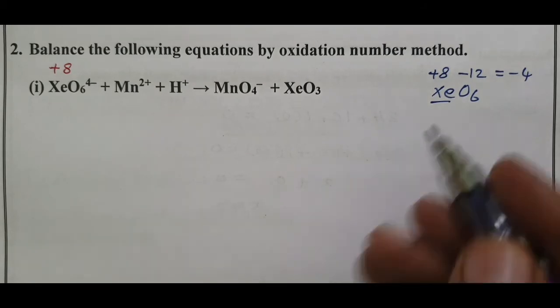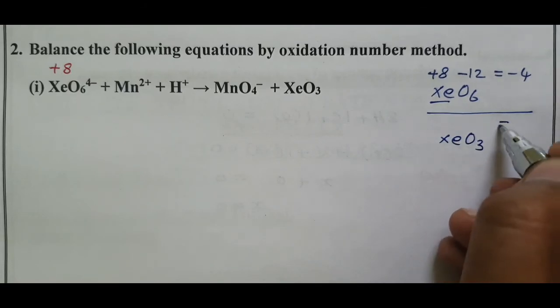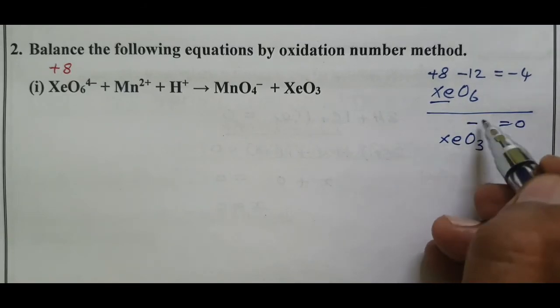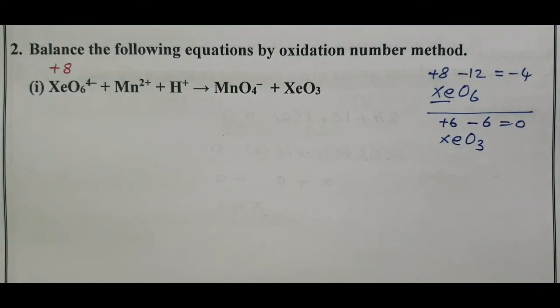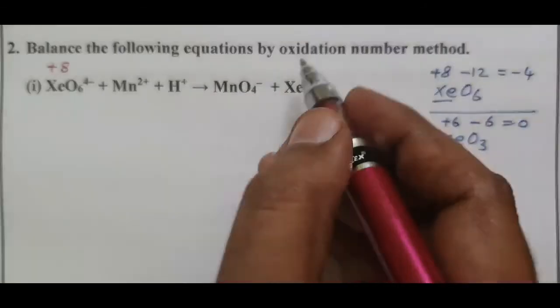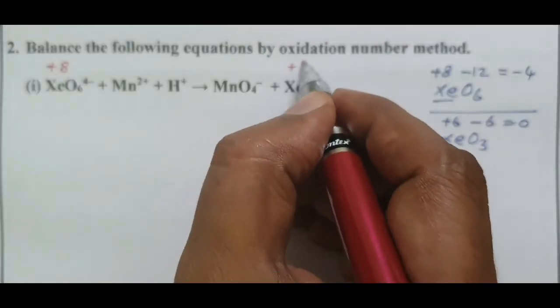XeO3 is a molecule, therefore the total oxidation state equals 0. One oxygen is -2, so three oxygens are -6. By putting +6 for xenon, we get 0. Therefore, the oxidation state of xenon in XeO3, xenon trioxide, is +6.